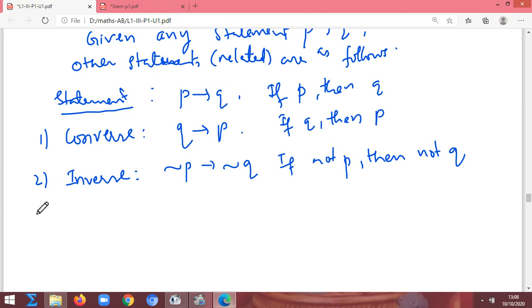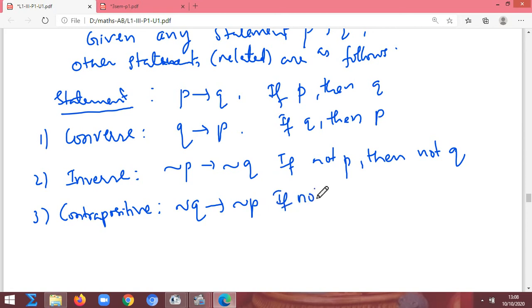The third one is the contrapositive. That is applying inverse to the converse. That is, negation of Q implies negation of P. That is, if not Q, then not P.